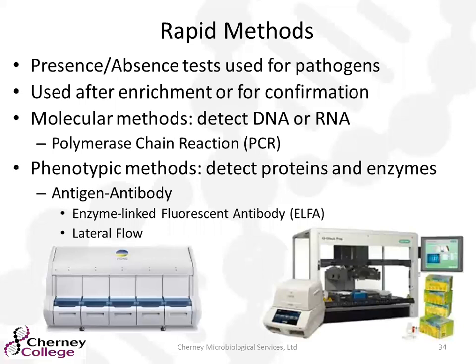Here at Cherney, we utilize 2 rapid platforms for that presence absence. And again, rapid as it comes out. We've done the enrichment. Now we want to run and see, is it there, is it not? And there are 2 ways of doing that. On the left-hand side, you can see in that picture, it's our Vitis unit, and that's looking at the phenotypic method, or the antigen antibodies. The one on the right-hand side is looking at our DNA. That's our Bio-Rad iQ-Check and thermocycler. That's actually looking at the DNA PCR platform, which is that polymerase chain reaction.